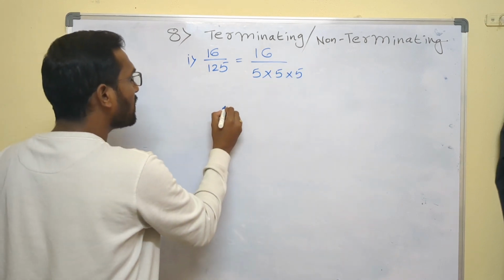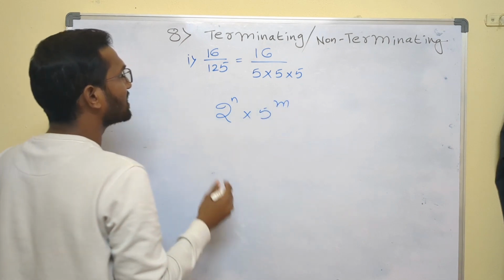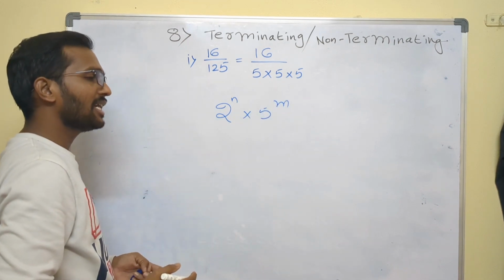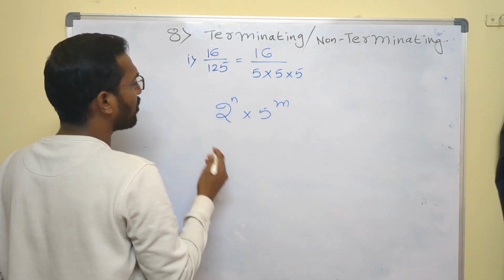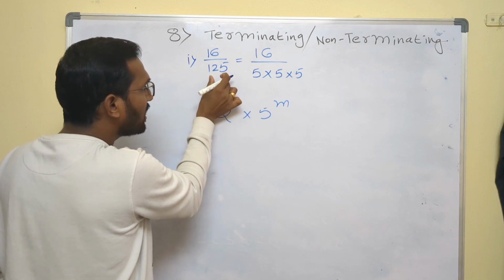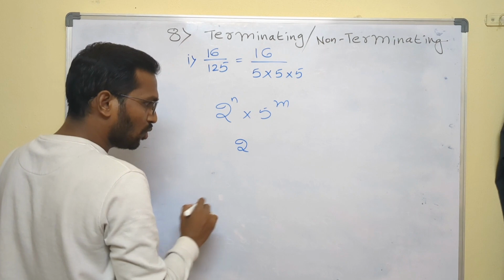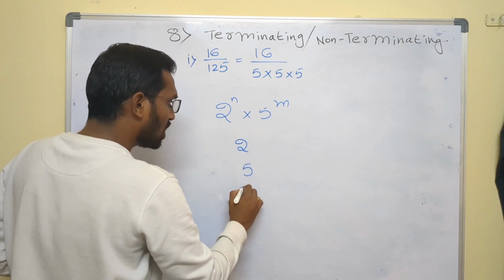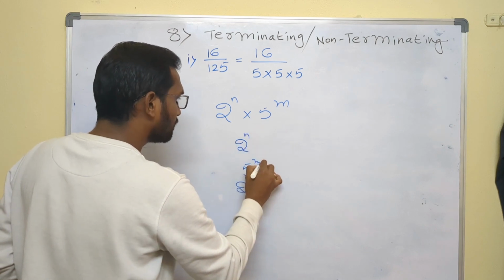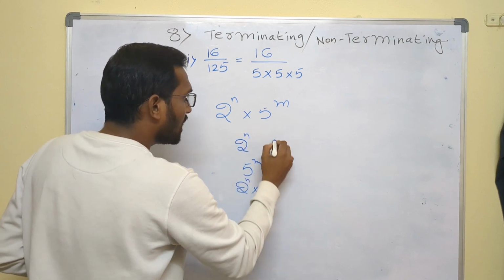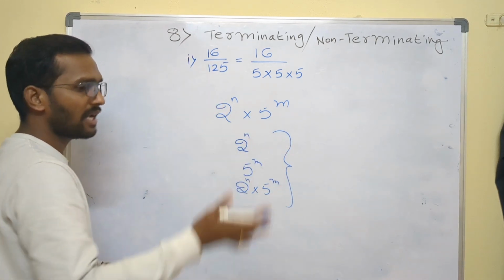So if the denominator is in the form of 2 power n into 5 power m, then we can say that it has a terminating decimal, otherwise non-terminating decimal. So what does it mean, having 2 power n into 5 power m? Nothing but after writing the denominator in the prime factorization form, we need to have only the number 2 or only the number 5 or both 2 and 5, whatever the power may be. If the denominator is in these forms, then we can say that it has a terminating decimal.